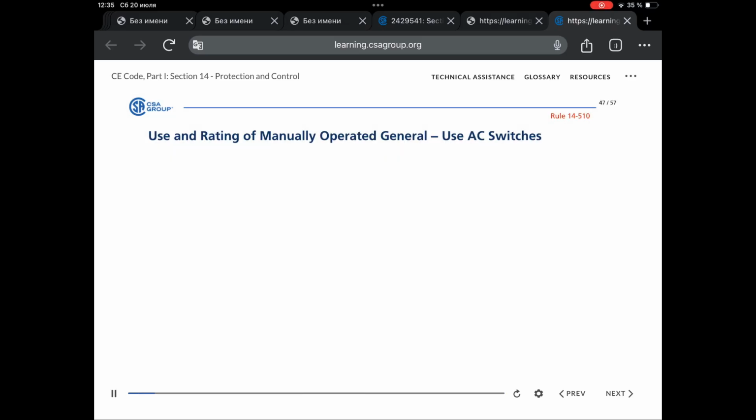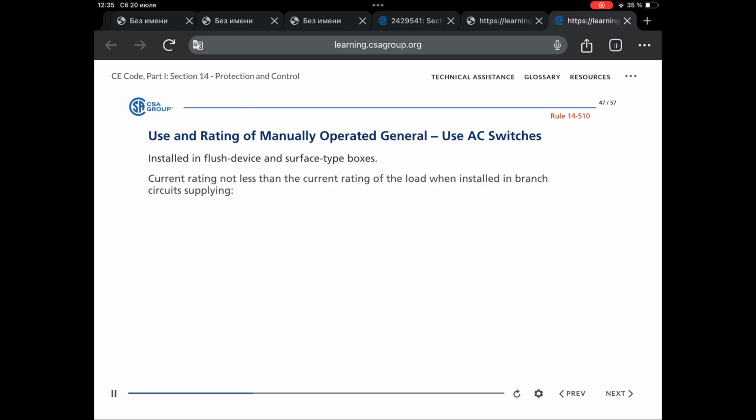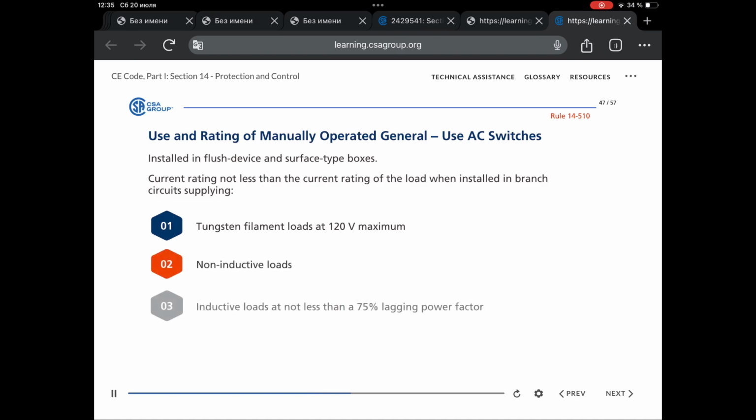Manually operated general-use AC switches are designed to be installed in flush device and surface-type boxes. When installed in branch circuits, they must meet certain requirements. The switch must have an ampere rating not less than the ampere rating of the load for tungsten filament loads at 120 volts maximum, non-inductive loads, and inductive loads operating with no less than a 75% lagging power factor. When installed in 120 volt or 277 volt circuits, they must have a minimum 15 ampere rating and inductive loads.